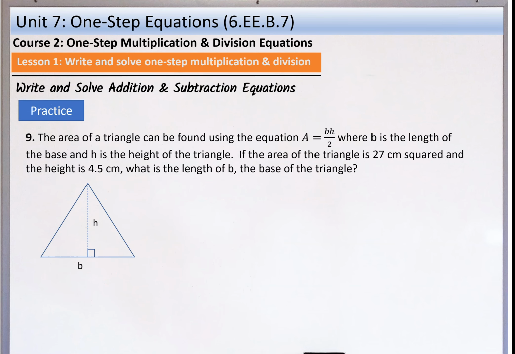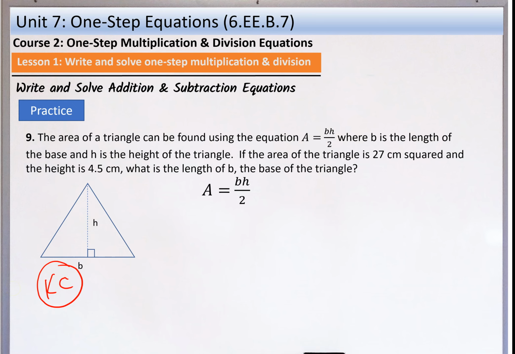All right, number 9. We got one more after this one. The area of a triangle can be found using the equation A equals base times height divided by 2, where B is the length of the base and H is the height of the triangle. If the area of a triangle is 27 centimeters squared and the height is 4.5, what's the length of B, the base? You know what? I'm not quite sure if this is a knowledge check, but go ahead and pause and give me an answer.